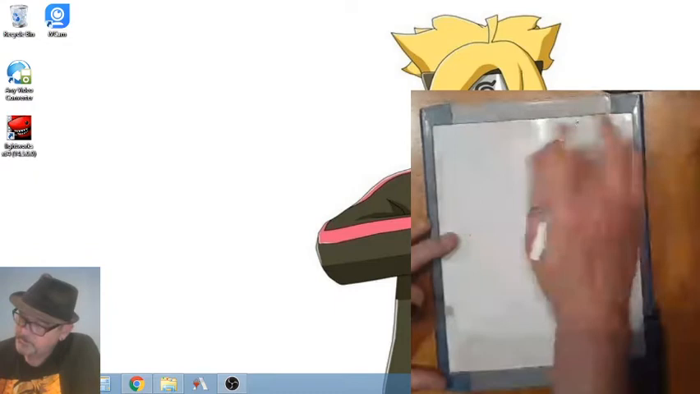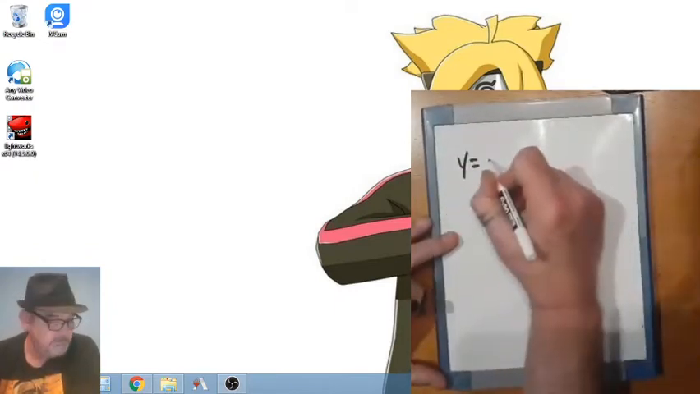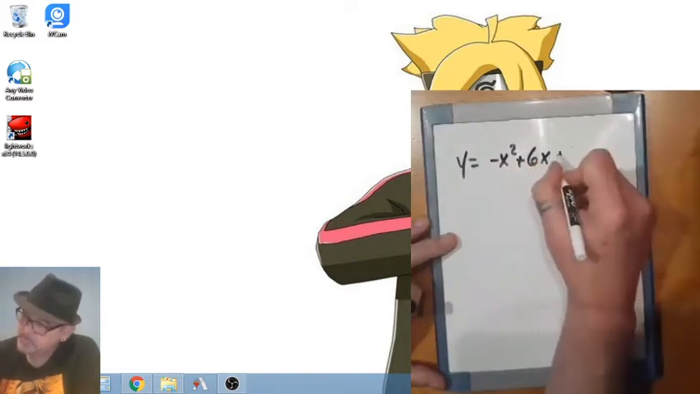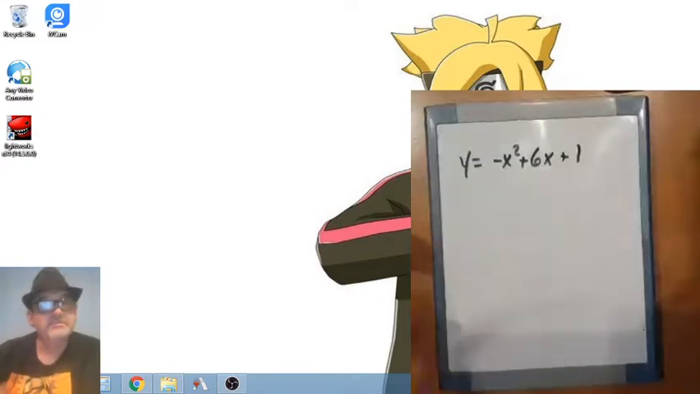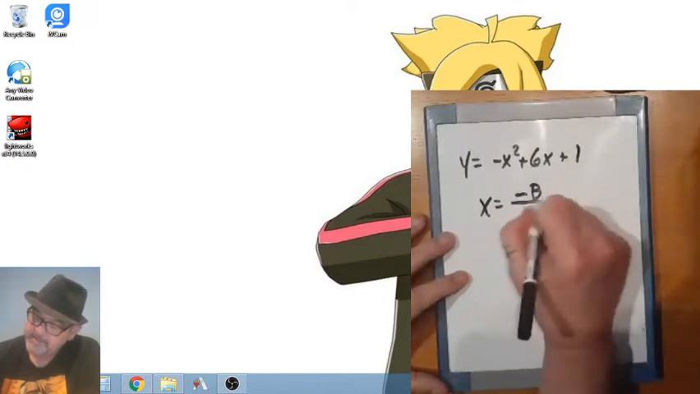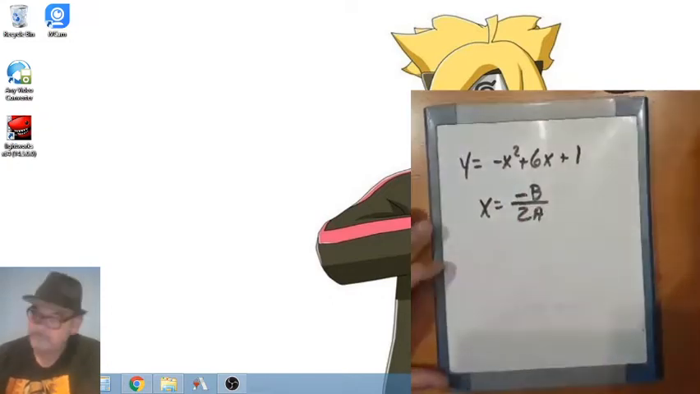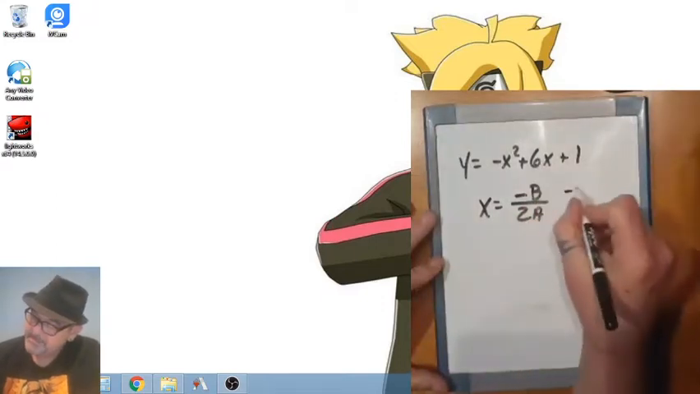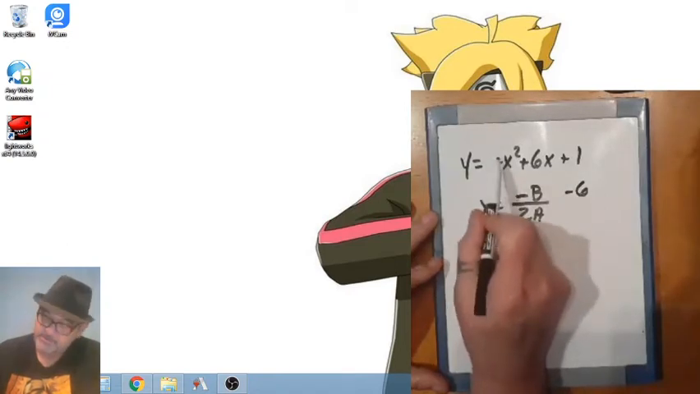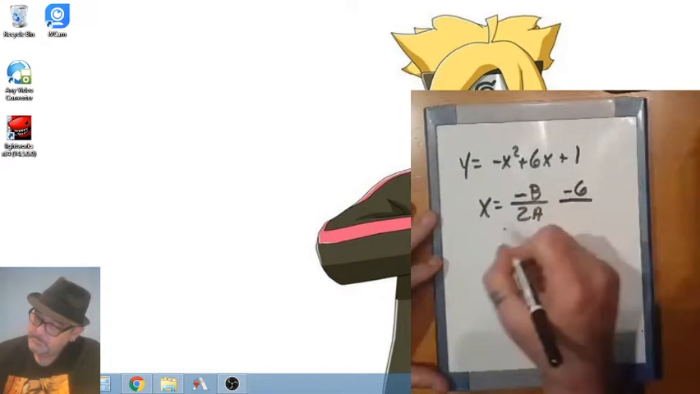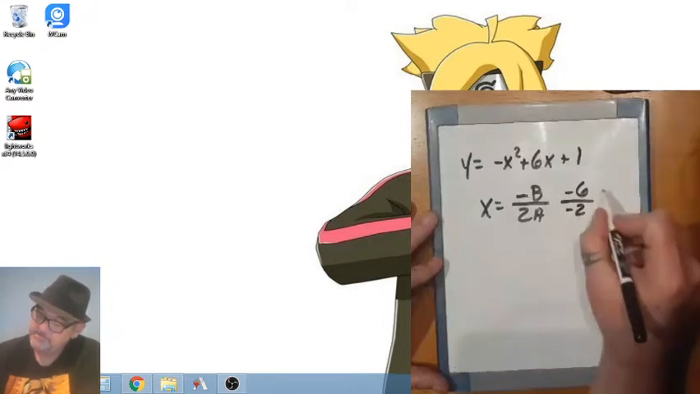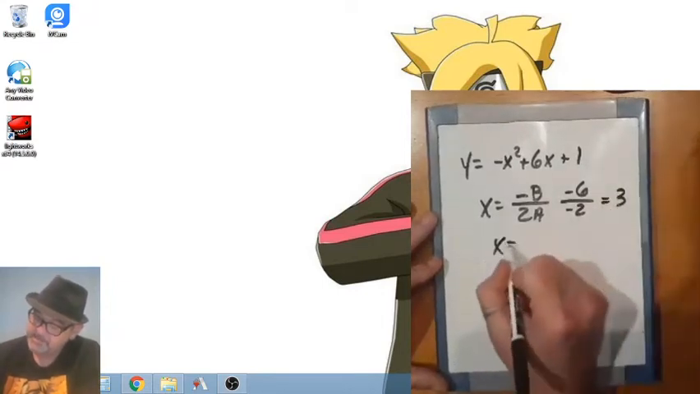Here's another quadratic. So I got y equals negative x squared plus 6x plus 1. Okay? So first, let's find out what x equals. Well, x equals negative b divided by 2a. So you just have to remember that little fraction. b is 6, so that becomes negative 6. a is negative 1 because there's a negative in front of the x and there's an understood 1 there. So 2 times negative 1 is negative 2. So negative 6 divided by negative 2 is positive 3. So my x equals 3.